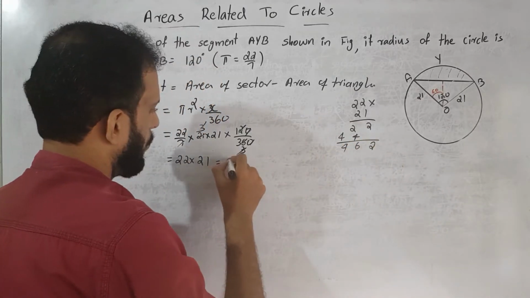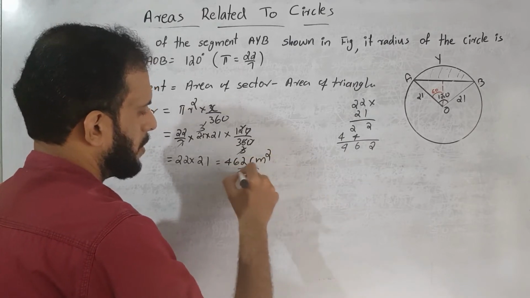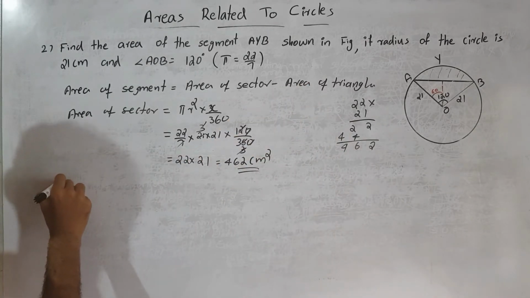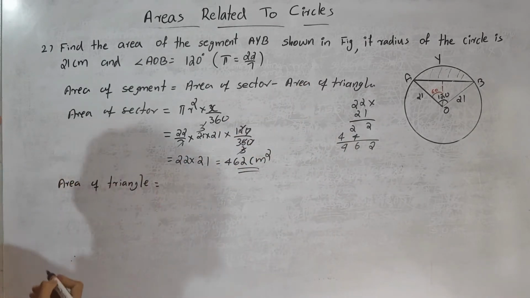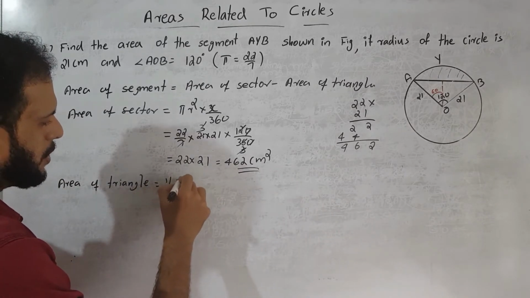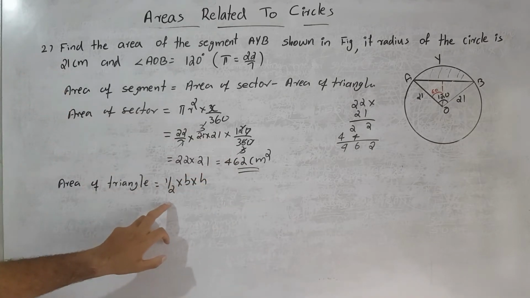Then we get 462 square centimeter. Okay, then next we want to get the area of triangle. That's an important area. Now the equation of area of triangle is equal to half into b into h. There is an equation for finding the area of triangle.